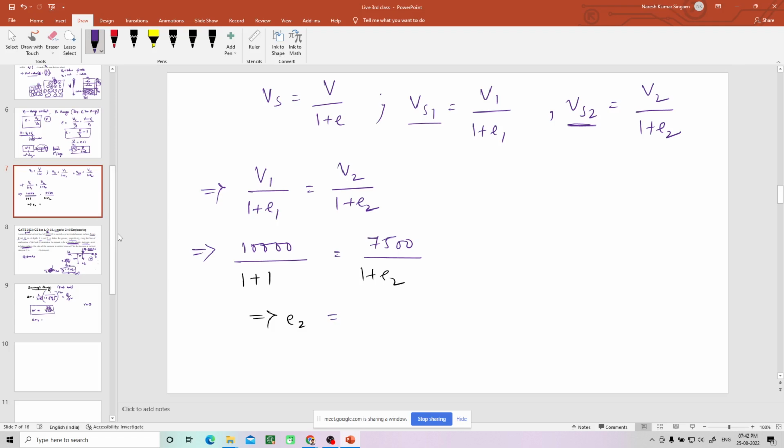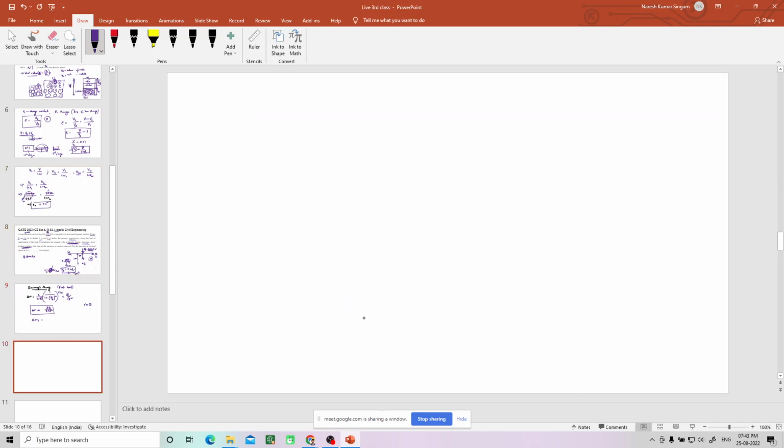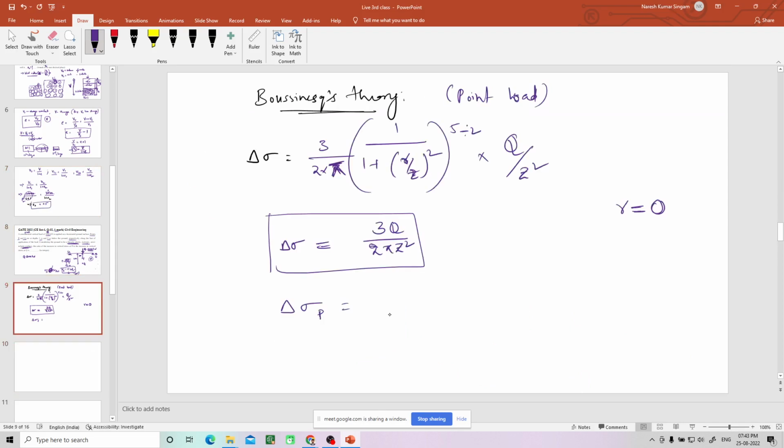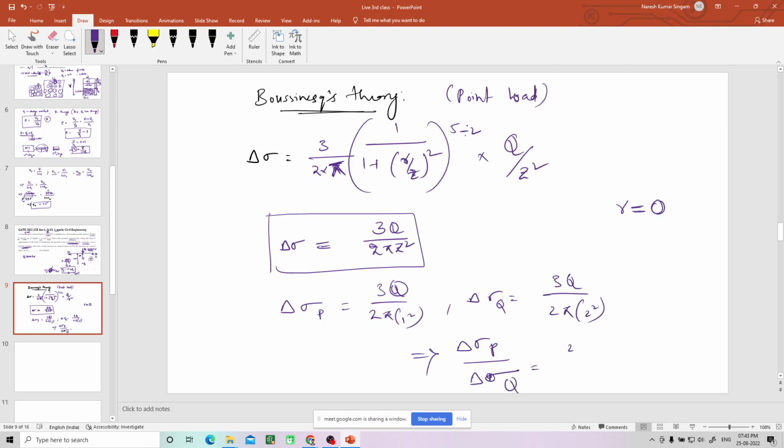Yeah. So that's how you can just do the things here. This will become 50, 25 2s are 25 3s are, then E2 will be 0.5. Okay, that's it. Yeah, here again this is also deleted. This delta P equal to 3q by 2 pi 1 square, whereas delta Q equal to 3q by 2 pi into 2 square, right? So the question is delta sigma P delta sigma Q, then 2 square by 1 square equal to 4:1. Answer is 4.